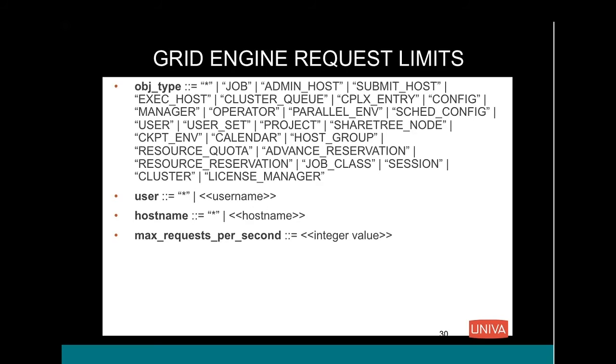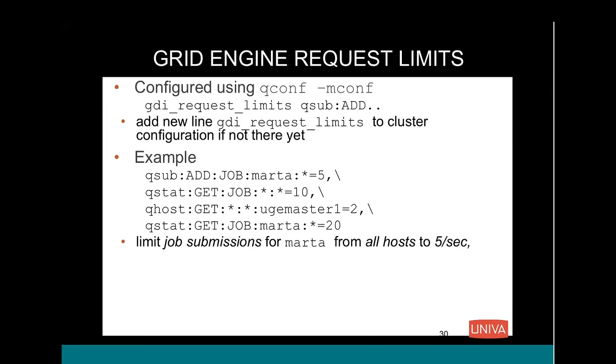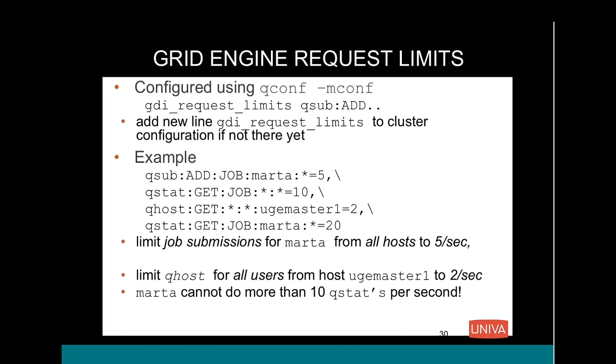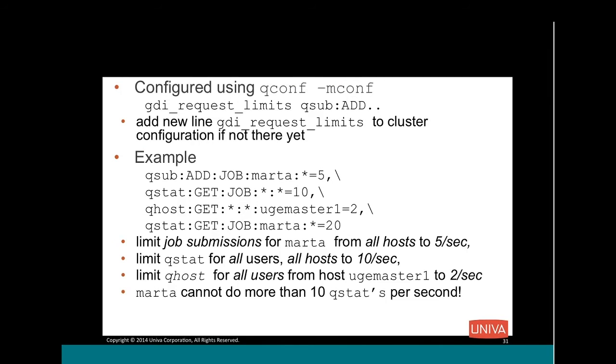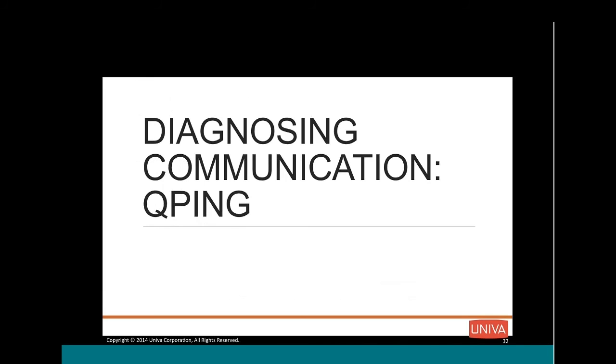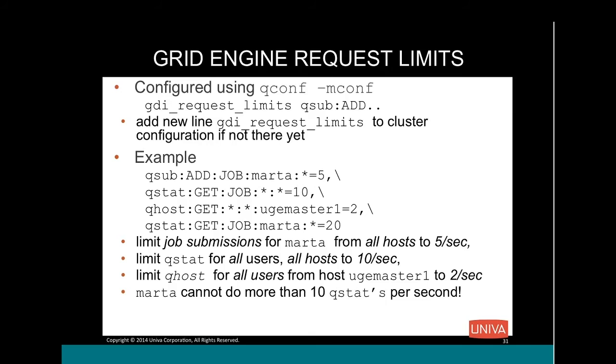When you put it all together and configure these using qconf -mconf and adding that GDI request limits to the Qmaster params, then you can create rules like you see here. This first one limits job submissions for Marta to 5 per second on all hosts. This second one limits qstats, all users, all hosts, to 10 per second.